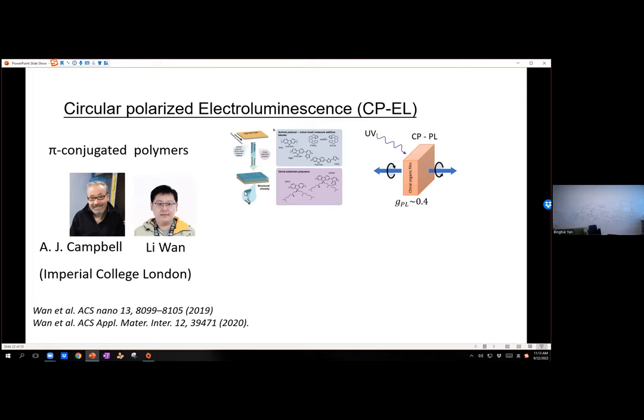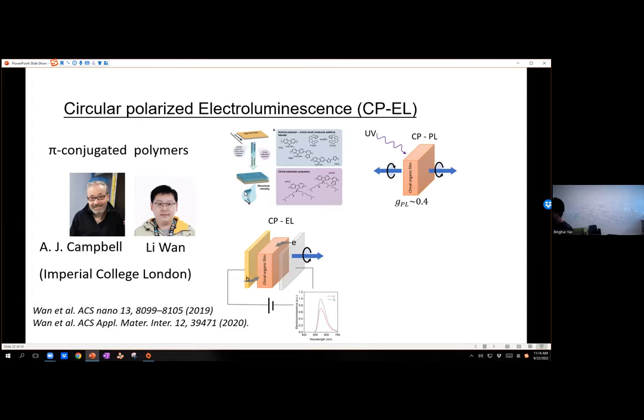Then they can measure the CD or the light emission. Like here, after the excitation, the emitted light is circularly polarized. The polarization rate, which they call the G factor, is 0.4. What's the meaning of 0.4? For ordinary molecules, the polarization rate is on the order of 0.1% or 0.01%. But this new material is 40%. But this chirality enhancement is not the main point.